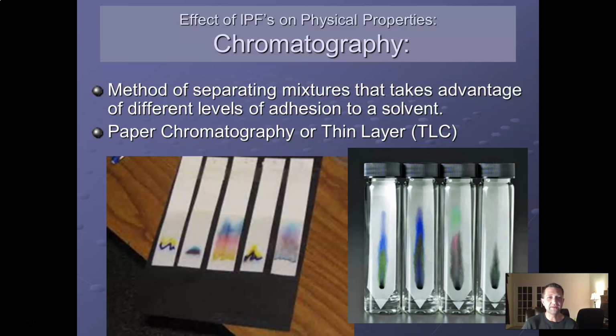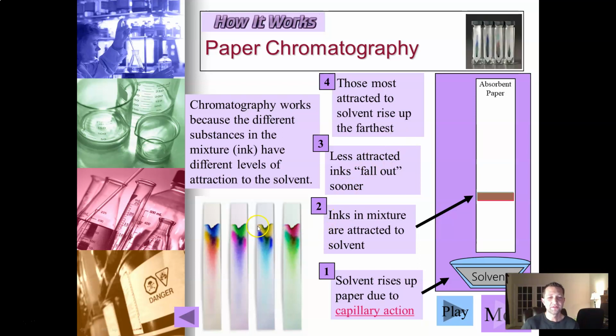Next one is chromatography, and we talked about this in Chem 1 a little bit. It's a method of separating mixtures that takes advantage of different levels of adhesion to a solvent. The main example is thin layer chromatography or paper chromatography. We did a little mini experiment like this in Chem 1, I'm pretty sure. So you have some chromatography paper, and you put a line of, let's say, marker on a piece of paper. You dip it in a solvent, usually water, sometimes a version of rubbing alcohol. The solvent starts to soak into the paper through capillary action, the last thing we talked about, and it moves up, and it's going to take some of those dyes, if it's a mixture, with it. Okay, let's check it out.